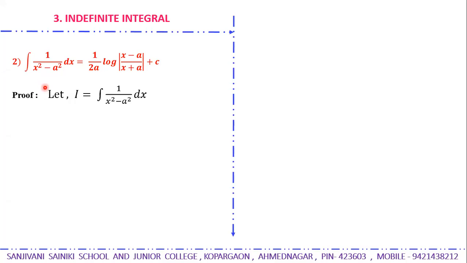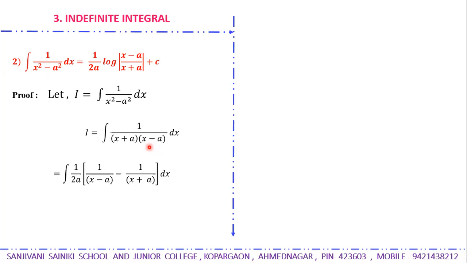The second one is 1 upon x square minus a square. Its integral is given by 1 upon 2a log of modulus of x minus a upon x plus a plus c. So consider I is equal to integration 1 upon x square minus a square dx. So here I can factorize this. Actually, I have used a square minus b square is a minus b into a plus b.